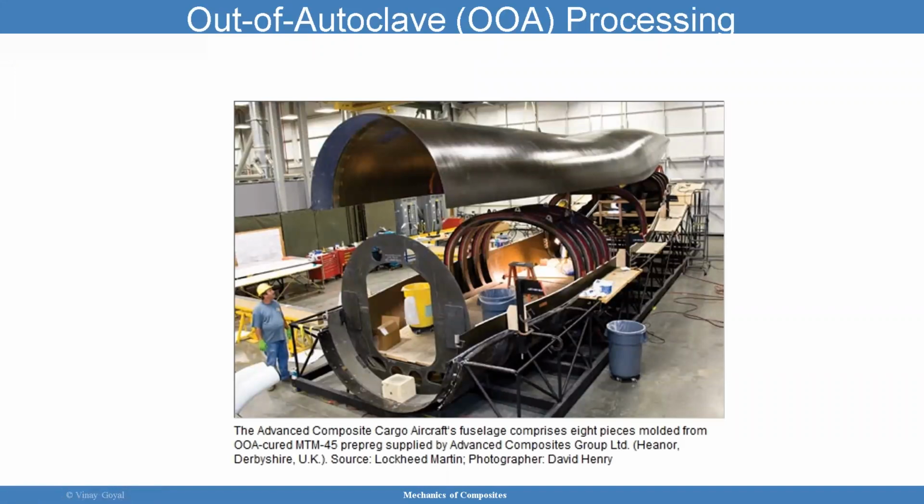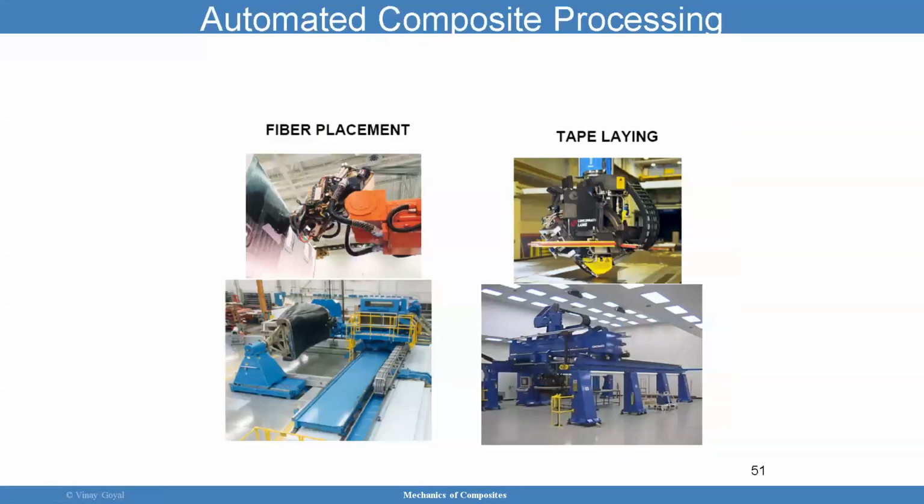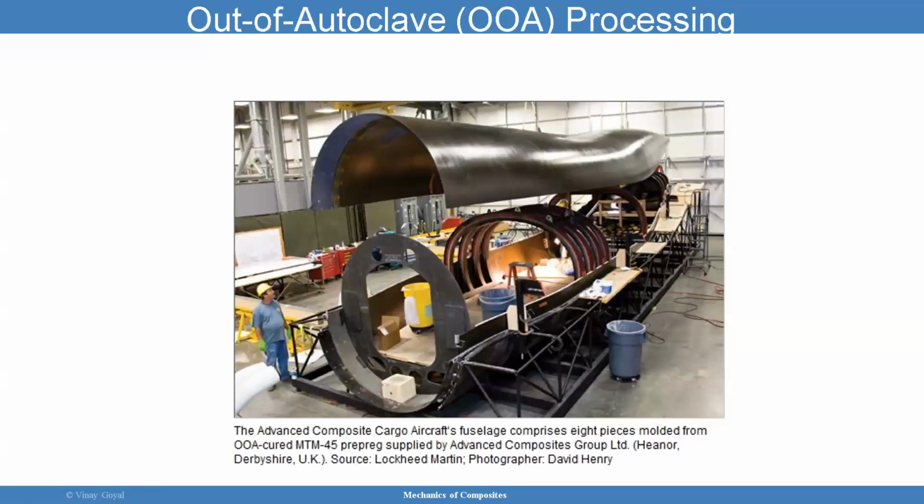Autoclave processing, the advanced composite cargo aircraft fuselage comprises 8 pieces molded from autoclave cured MTM45 prepreg, which is supplied by the Advanced Composites Group. And you can see here a fairly large piece using autoclave processing. So again, autoclave processing does offer benefits with some downsides associated with potentially more defects in the manufacturing.